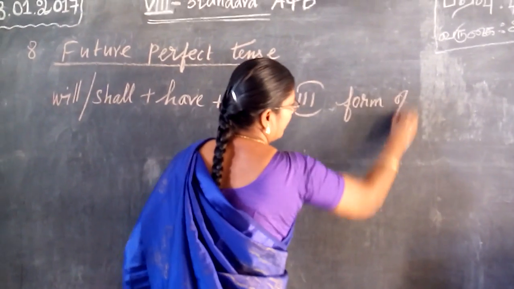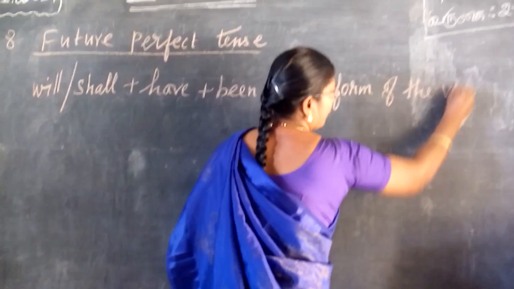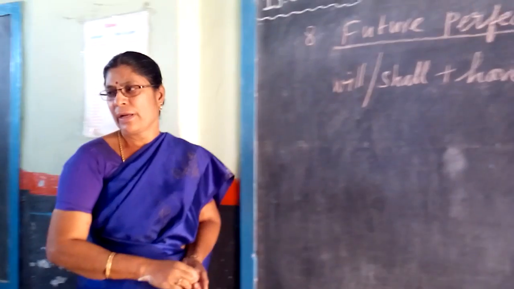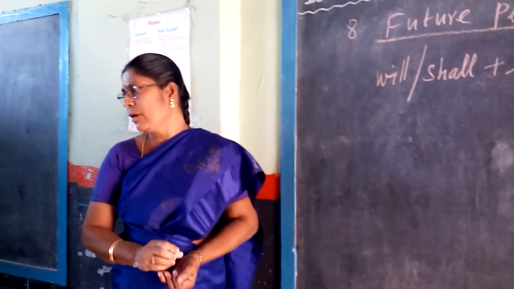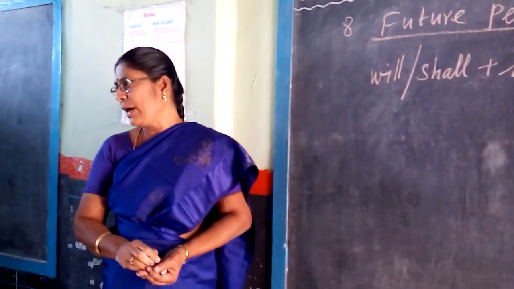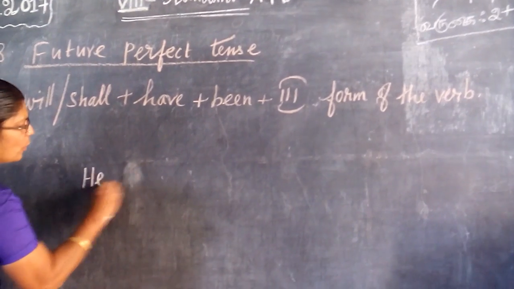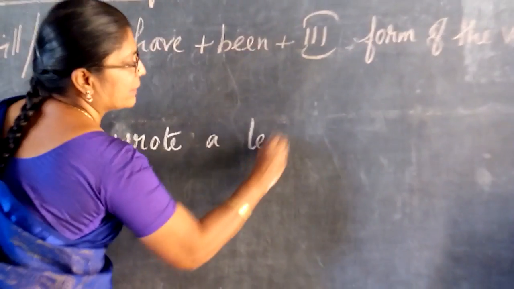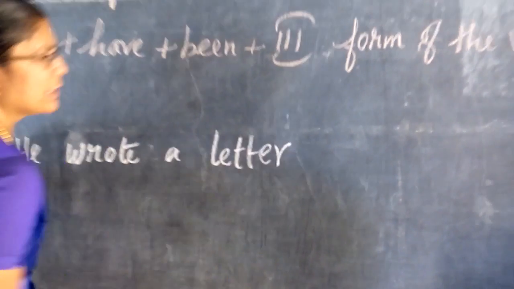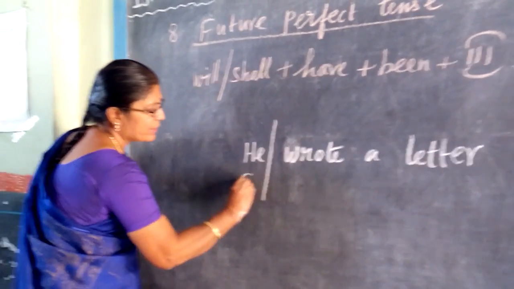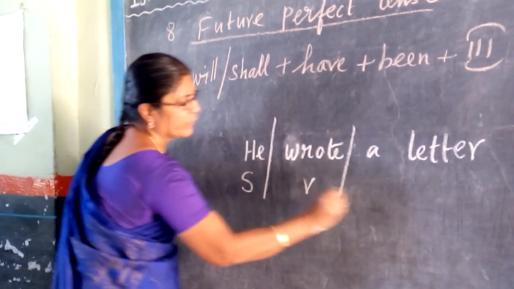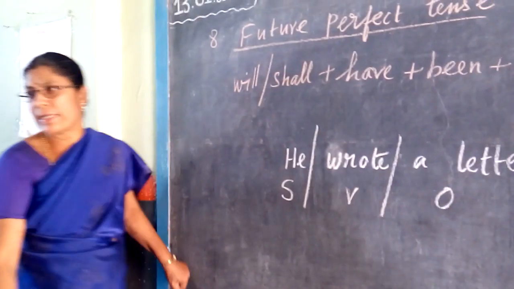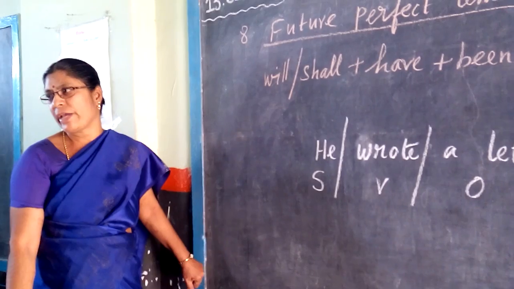Third form of the verb. This is the formula for active to passive. Let us see an example of how we change from active to passive. Already I told, he wrote a letter. This is a sentence. What is the first step? Split the sentence into S, V, O.